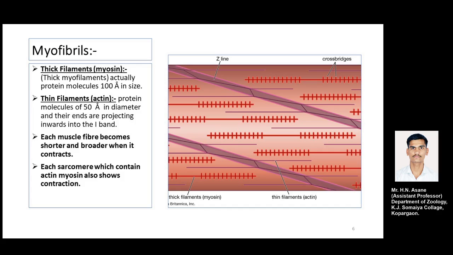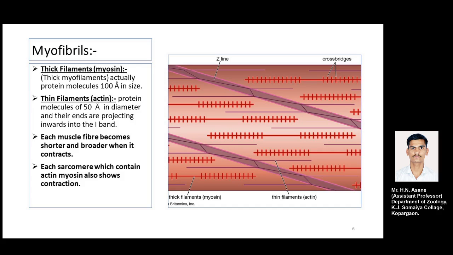Each myofibril is surrounded by a network of endoplasmic reticulum, which is called the sarcoplasmic reticulum, made of thin tubes that are interconnected to each other. At the region of the I band, the sacs are wider and are called the terminal cisternae. The cisternae are at one end and the other is the second end, hence they are known as the terminal cisternae.